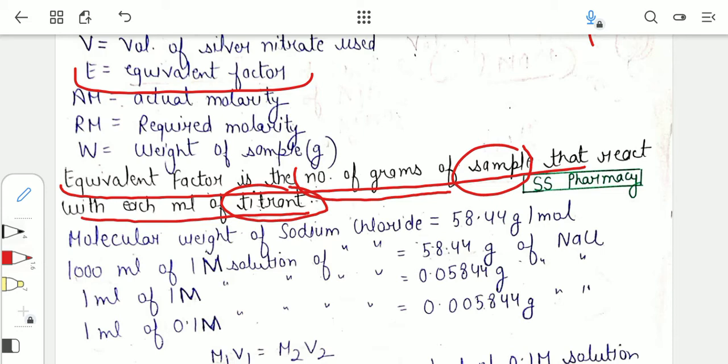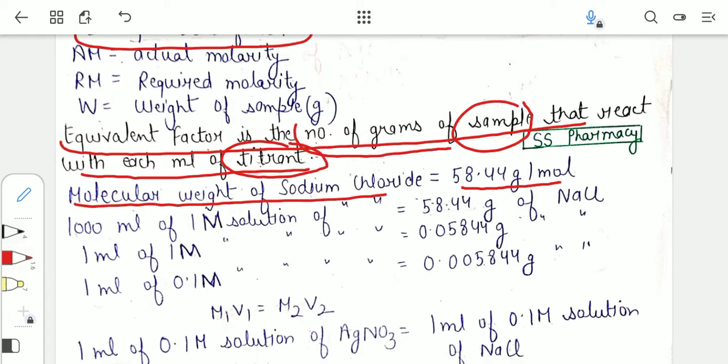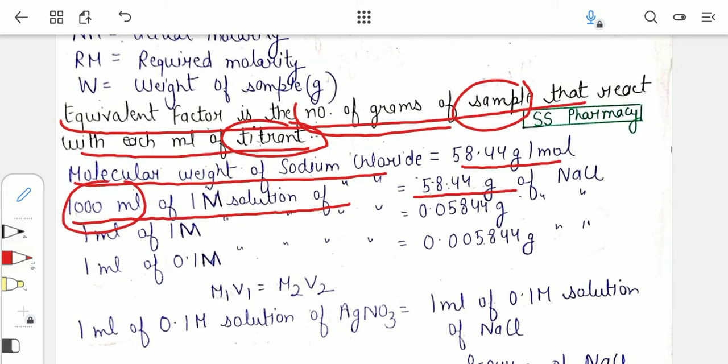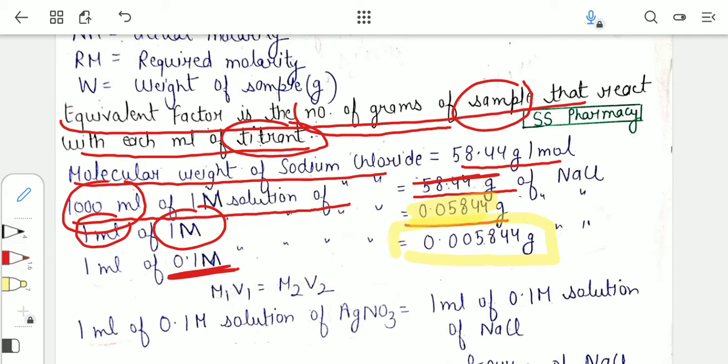In order to know the equivalent factor, we have to know the molecular weight. The molecular weight of sodium chloride is this, which I have already calculated. It means that 100 ml of 1 molar solution of sodium chloride has these many grams of sodium chloride. Instead of 100 ml, if we replace it with 1 ml, then we divide this value by 1000, and the value comes out to be this. And again, instead of 1 molar, if we need 0.1 molar solution, then we multiply this value by 0.1. So this is our final value. This means that 1 ml of 0.1 molar solution of sodium chloride has these many grams of sodium chloride.